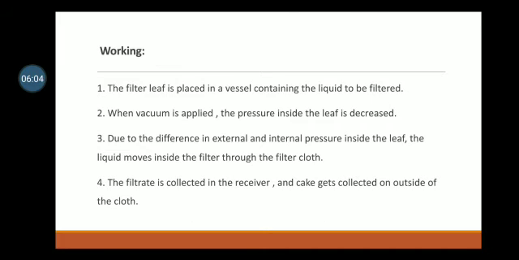Working: the filter leaf is placed in a vessel containing the liquid to be filtered. When vacuum is applied, the pressure inside the leaf is decreased due to the difference in external and internal pressure inside the leaf. The liquid moves inside the filter through the filter cloth. The filtrate is collected in the receiver and the cake gets collected on the outside of the cloth.